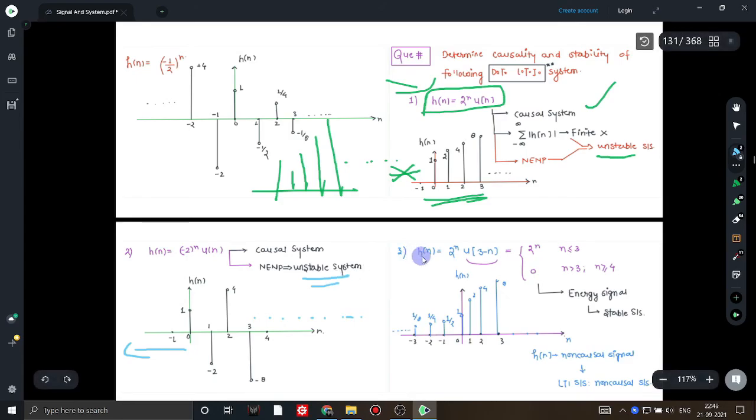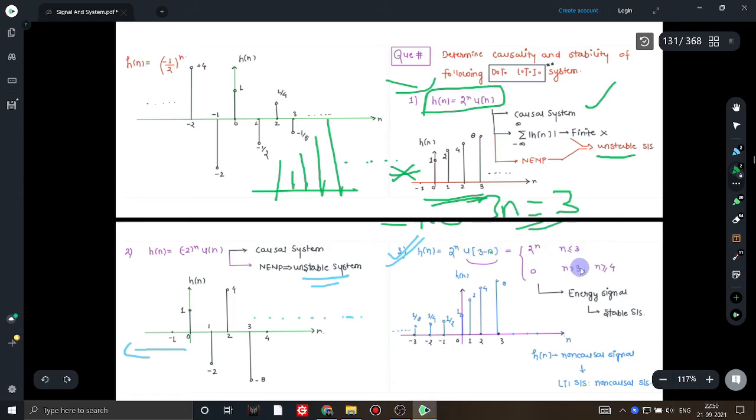Now if a question is given like this in the second example, that it is 2 power n u[3 minus n], here we can see that our variable is minus n. So the breakpoint is 3. It is minus, so it is minus infinity to 3.